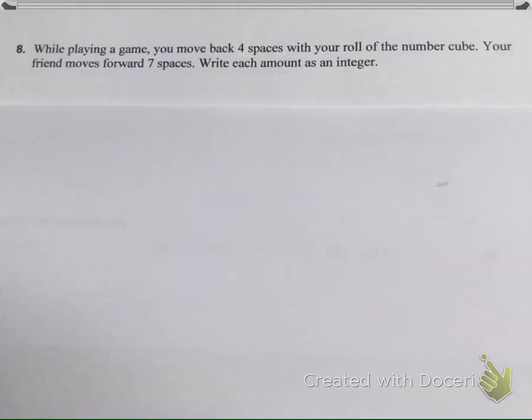Okay, for this next question, number 8, it says, while playing a game, you move back 4 spaces with your roll of a number cube. Your friend moves forward 7 spaces. Write each amount as an integer. I have students that look at this question and they don't understand what they have to do, or they think they have to add, or they're just not sure. So just looking at this, all it says is to write each amount as an integer.